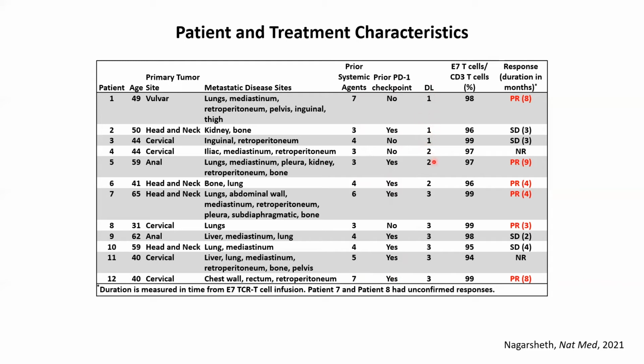Dose level is shown here and just reflects the dose escalation. The cells were generally very well engineered. You can see transduction efficiencies here, generally in the high 90s. The far right column shows responses. 6 of 12 patients had objective partial responses. The duration of responses is shown in parentheses, but really to appreciate the clinical activity, it's important to look at the specific patients.